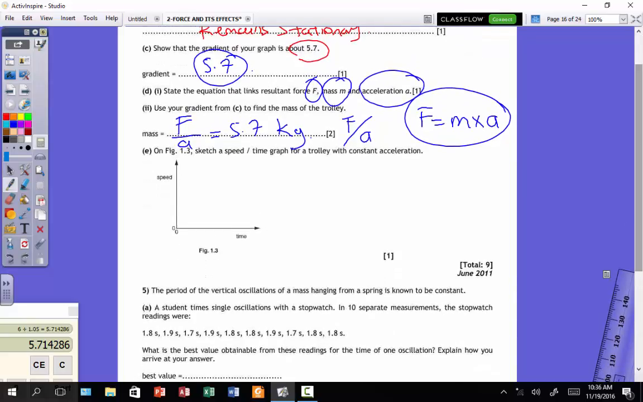On figure 1.3, sketch a speed time graph for a trolley with a constant acceleration. Okay, when there's a constant acceleration, it means the speed increases at the same rate. This is the graph which gives us the constant acceleration, speed time graph.